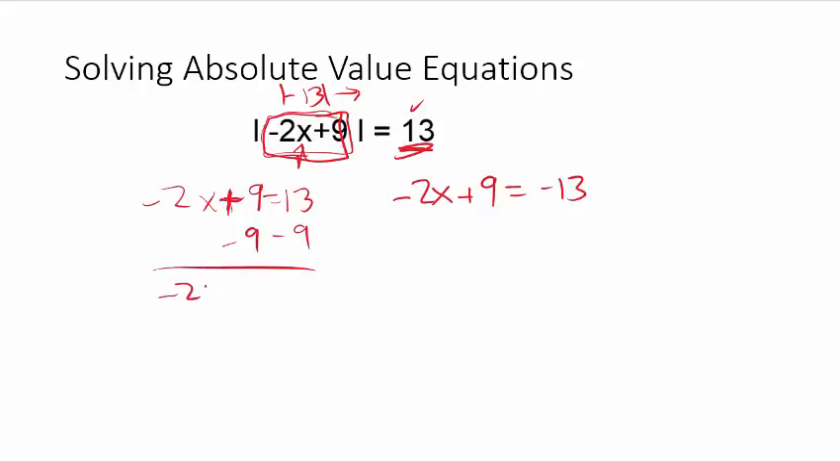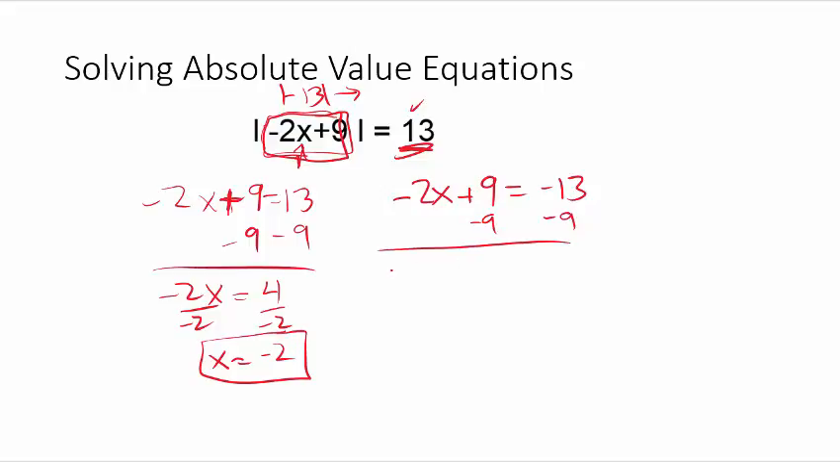Now, going ahead and solving here, just like an equation, I'm going to subtract 9 from both sides over here. So I'll get negative 2x is equal to 4. And if I divide by negative 2 on both sides, I'll get x is equal to negative 2. Okay, over here, I'm going to subtract 9 on both sides, and I'll get negative 2x is equal to negative 22. And if I divide, that should give me x is equal to 11.